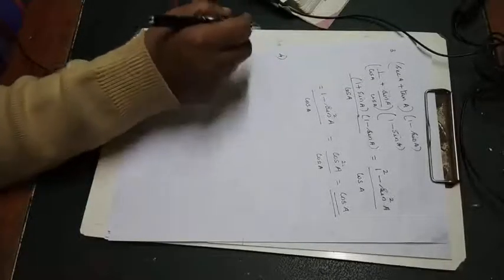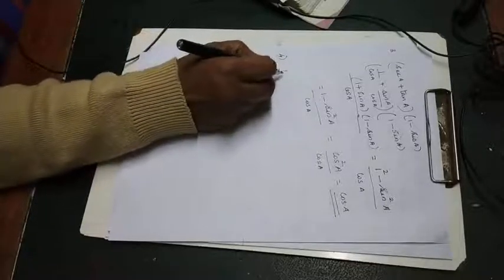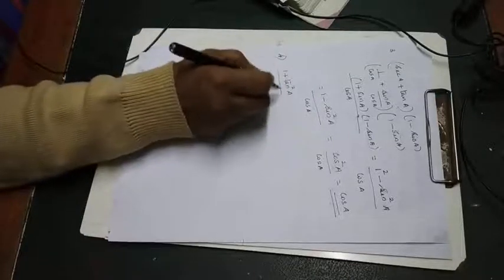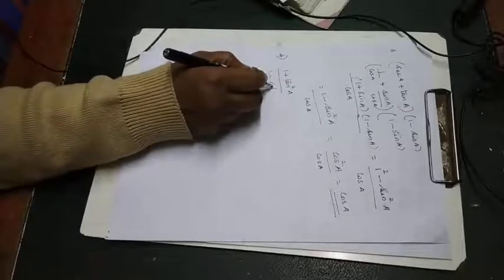Then fourth one, 1 plus tan square A by 1 plus cot square A.